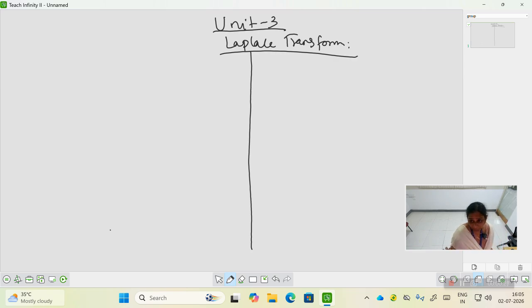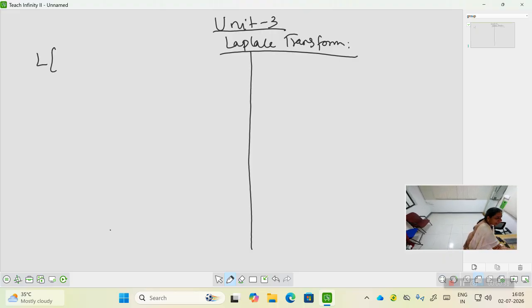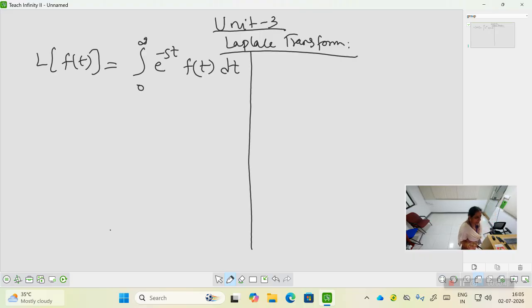It is an easy, effective technique to solve differential equations specifically. Now I'll go for the main definition. L of f of t. Straight away I'll go for the definition. L of f of t is nothing but the integral from 0 to infinity of e power minus st f of t dt. This is given for elementary functions, not for all functions. One by one I'll make you understand.